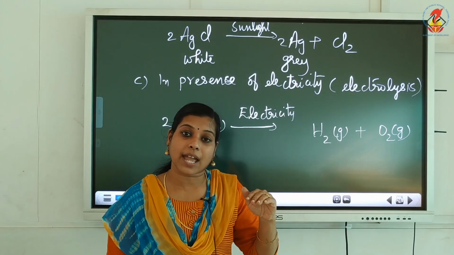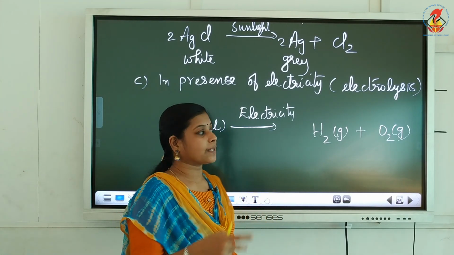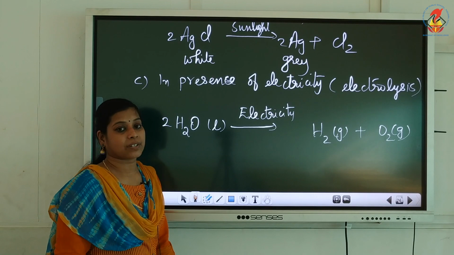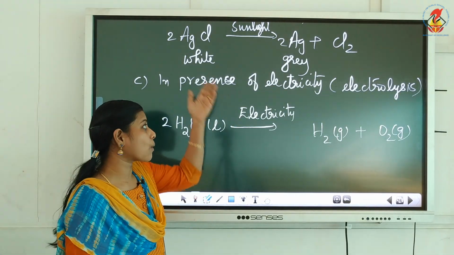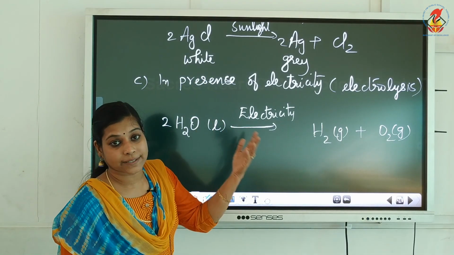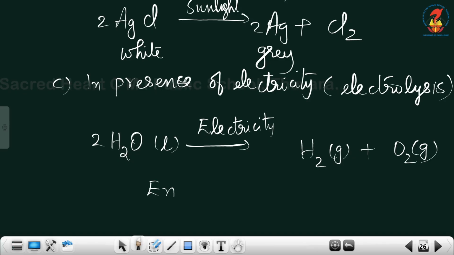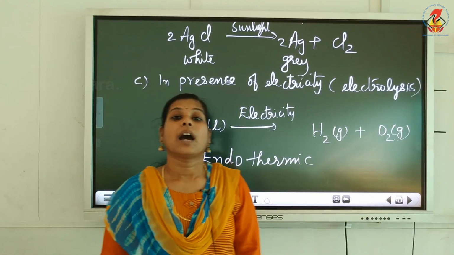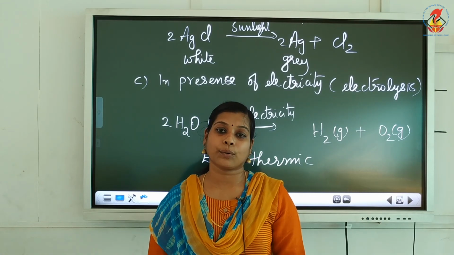Decomposition reactions are the opposite of combination reactions. Combination reactions are exothermic, so all these decomposition reactions are endothermic reactions. Thermal decomposition, photolysis, electrolysis, all these are examples of endothermic reactions. So decomposition reactions are all endothermic in nature. I hope the topic we discussed today is clear to you. Thank you.